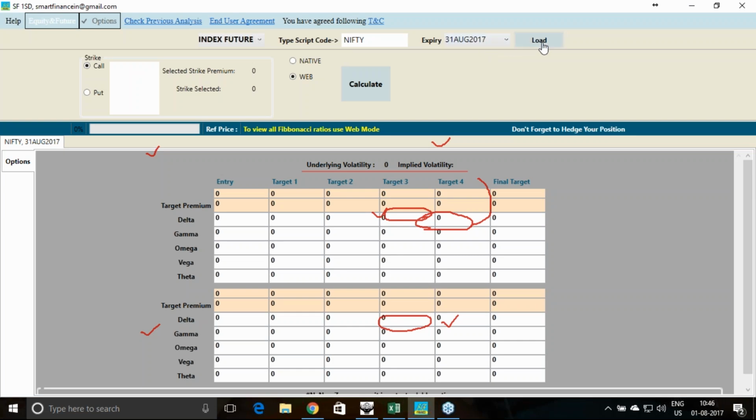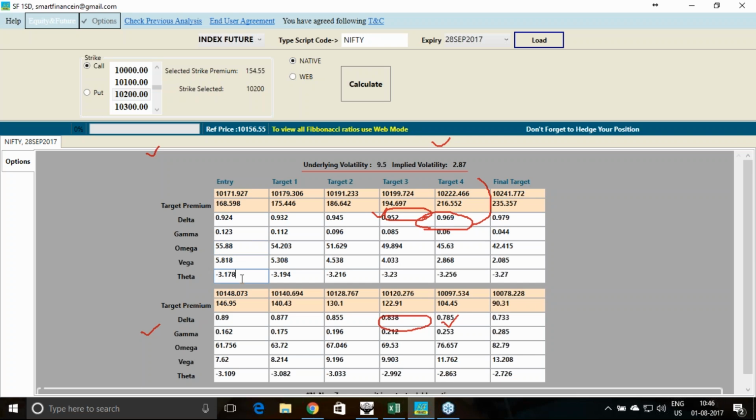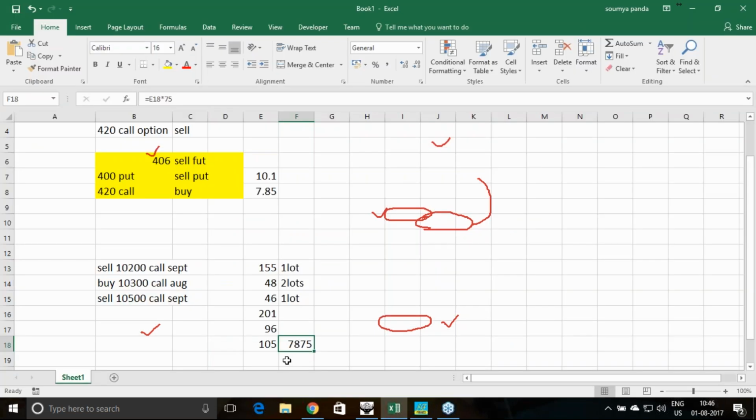and you can just load this August month, because September we have sold. So I am just going for September and loading the September data, and if I go to the further 10,200 call option and calculate this, I'll be getting a theta here. So 3.17. So in a 10 days period of time, I am expecting a 30% decay in the time value. So it is translating to 3% per day. 10 days time, 30% decay in the time value.